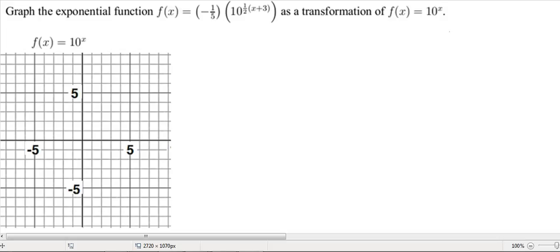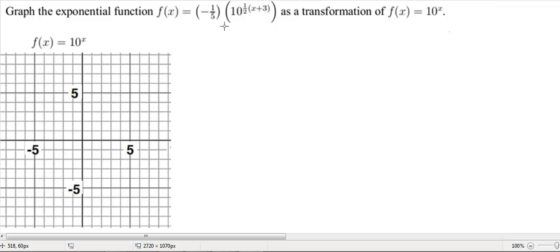Today we're going to be talking a little more about graphing exponential functions as transformations of f of x equals a to the x. And in this example, we're going to do a little old school work, and then we're going to show a little shortcut with your graphing calculator and Desmos.